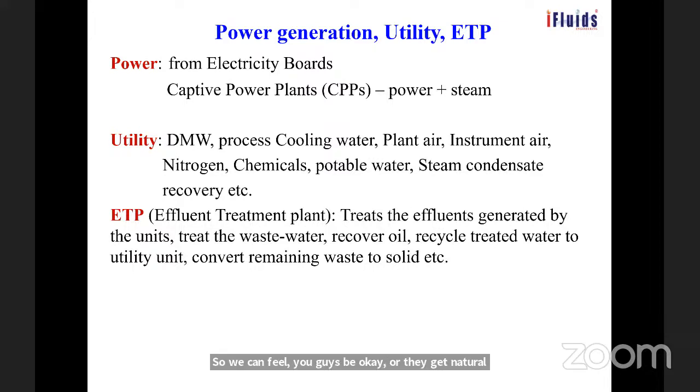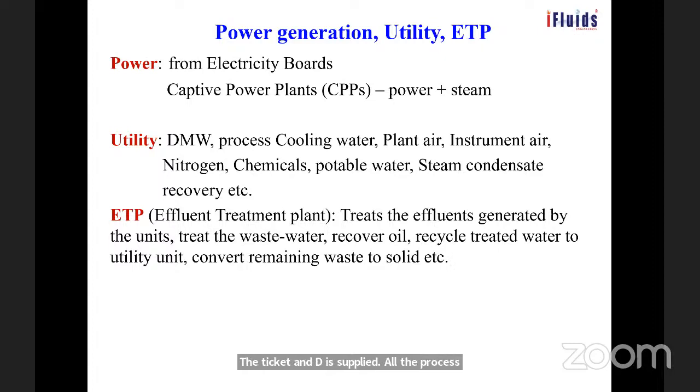And in the utility section, they take care of DMW, demineralized water, process cooling water, plant air and instrument air, nitrogen, chemicals, potable water, steam condensate recovery. All these things they take care of, and they supply them to all the process plants.